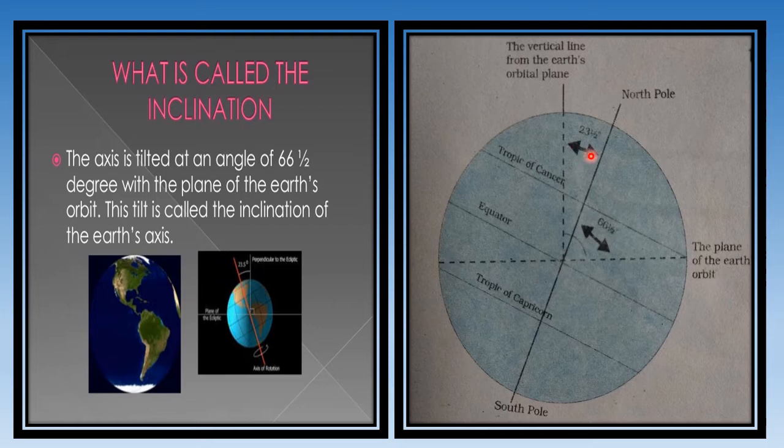Our earth is tilted at 23.5 degrees. If you add these two, it will amount to 90 degrees. I hope this is clear. The only thing you need to understand in this chapter is that our earth is tilted, it is not straight, and it is because of this tilt that seasons occur on our planet.